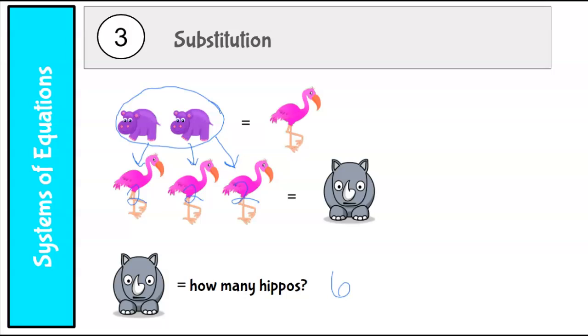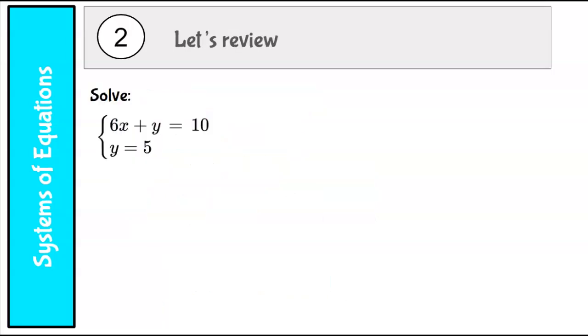Now, let's go back to that original. Actually, we're going to do something a little simpler than that original problem to begin with. So we have a system of equations. One of them is in standard form and one is in slope-intercept form. So it's not great for graphing. It's not great for elimination. It's set up perfectly for substitution because I can substitute 5 into the first equation in the place of y. So we have 6x plus 5 equals 10.